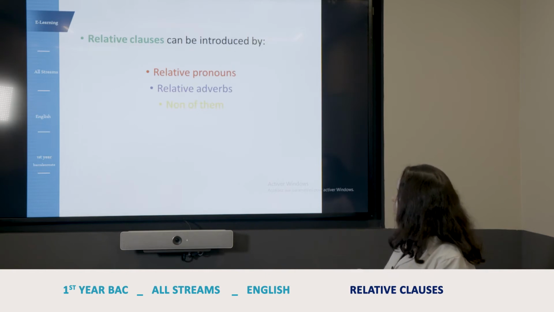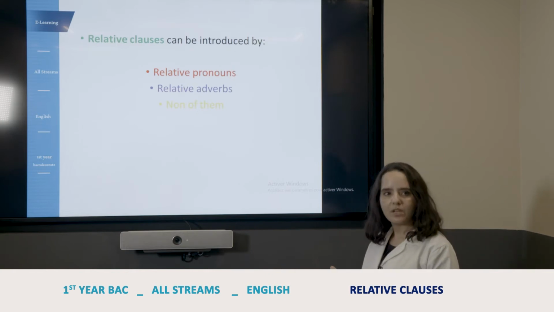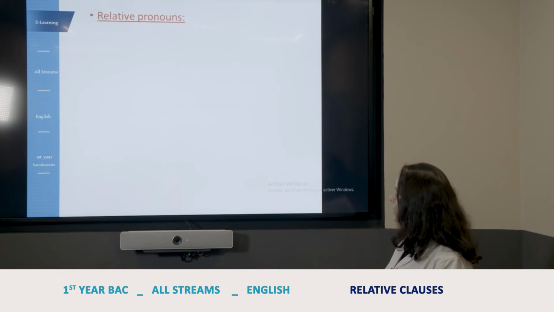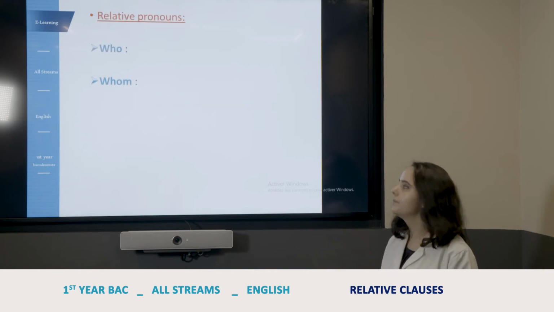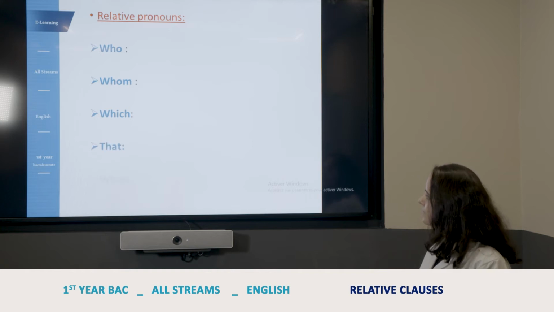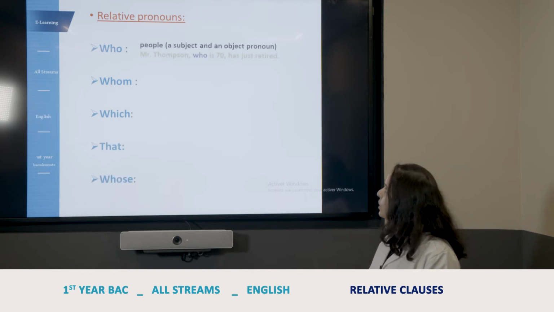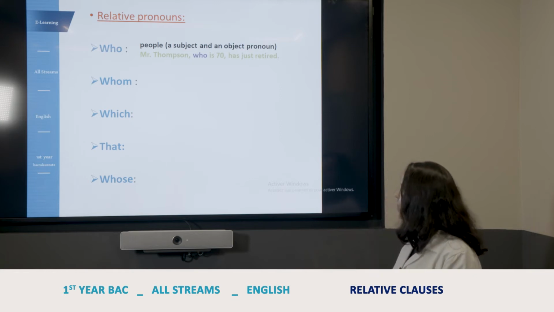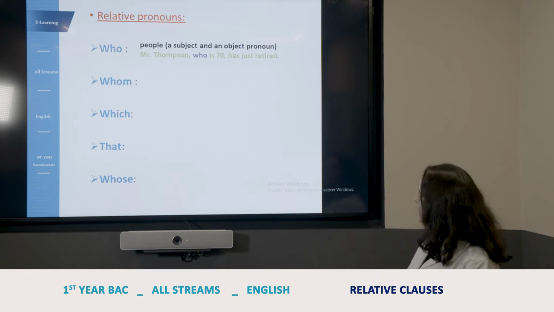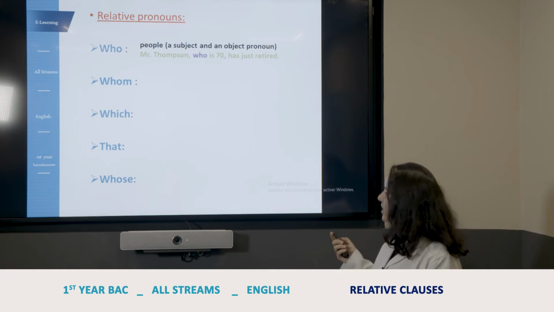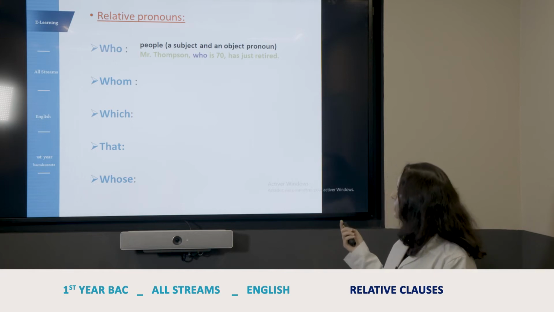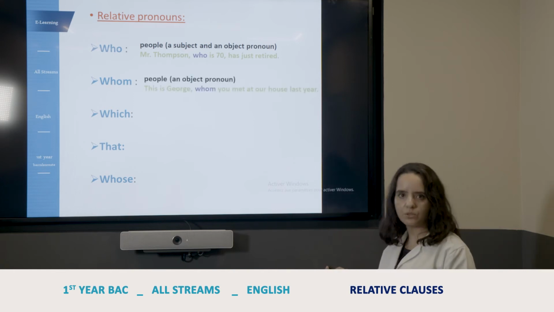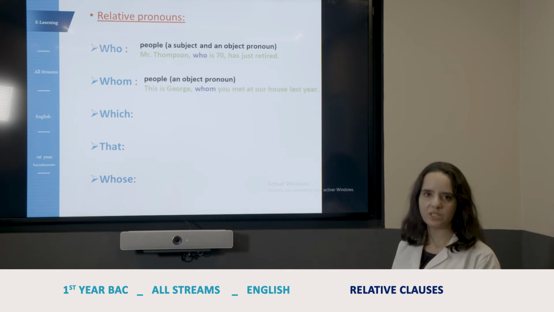So relative clauses can be introduced by relative pronouns, relative adverbs, or none of them. The relative pronouns are who, whom, which, that, and whose. Who refers to people and it is a subject and an object pronoun. For example, Mr. Thompson, who is 70, has just retired. So here, who refers to Mr. Thompson.